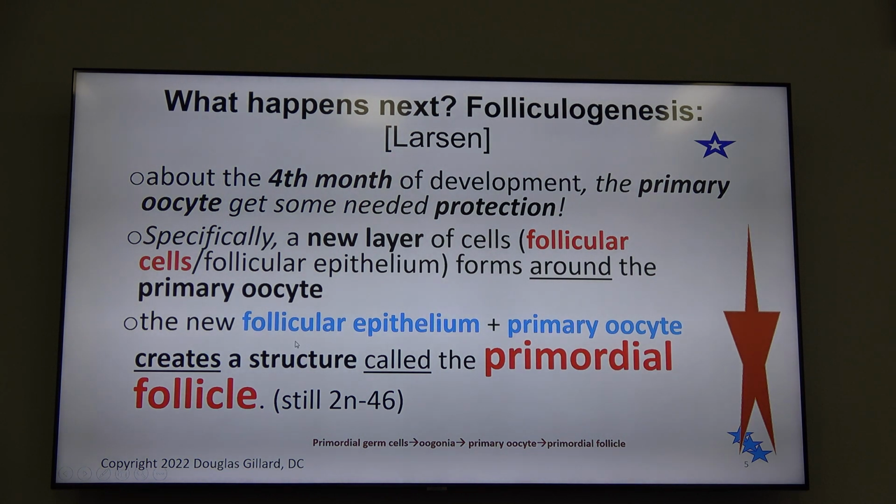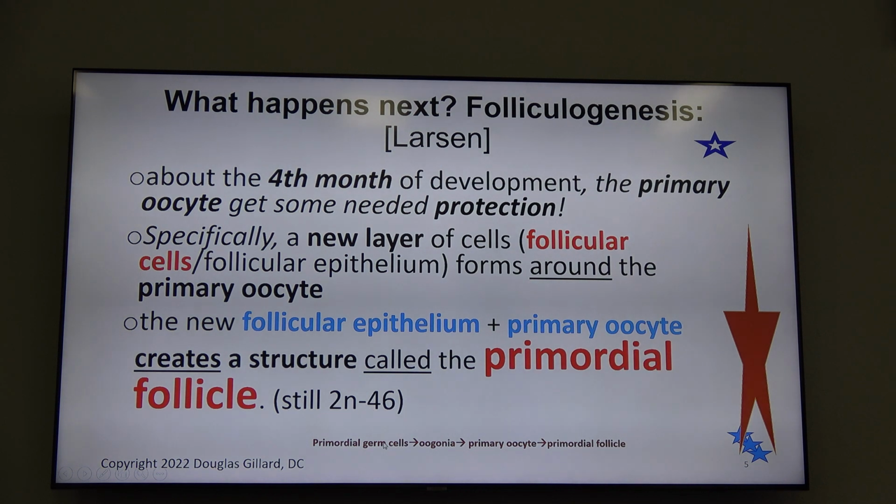Okay, and now this is confusing. So now our primary oocyte is not naked and afraid anymore. At least it's got a little comforting wall around it. The primary oocyte and the follicular epithelium together take on a new name, and this is called the primordial follicle. So the primordial follicle is made up of the primary oocyte, stuck in prophase 1, and the follicular epithelium, that's the follicular cells that surround it. And this wall is going to get crazy big, but right now it's just one layer. Okay, so that's where we are.